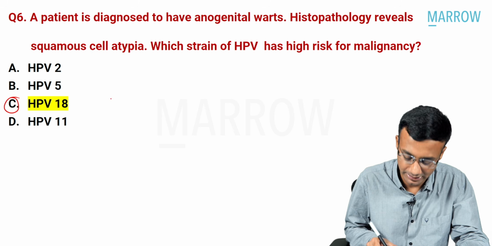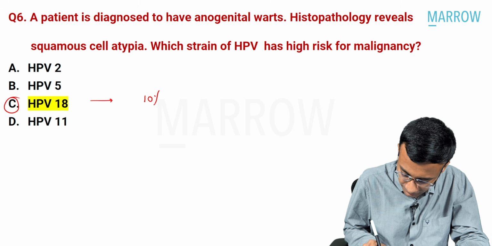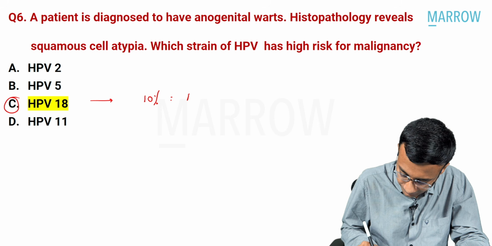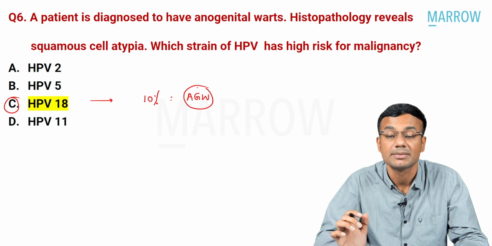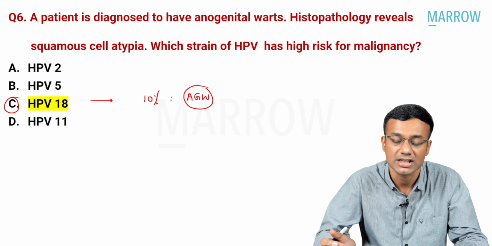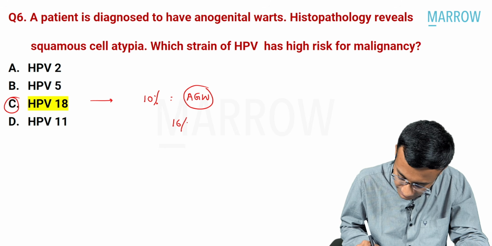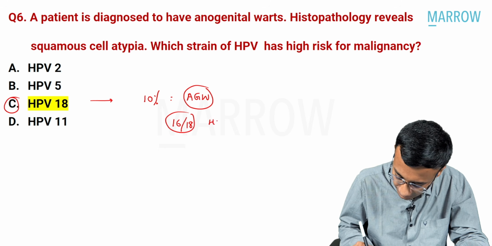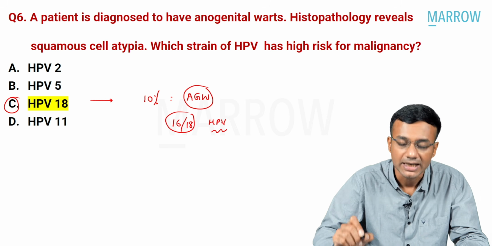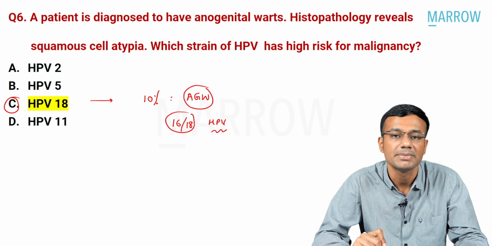Now HPV number 18 in 10% of the individuals can trigger anogenital warts. Generally, anogenital warts is maximally 90% of the times due to low risk HPVs. HPV 16 and 18 can be implicated in anogenital warts in 10% of the patients.